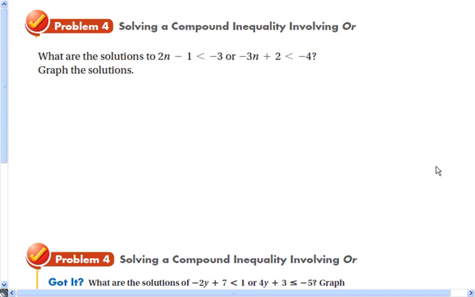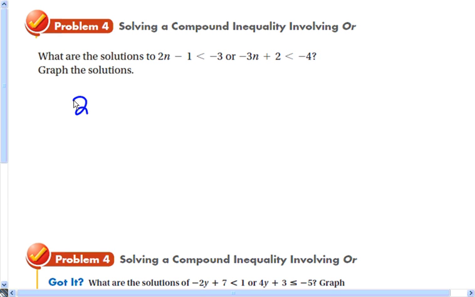All right, this is the rest of lesson 3.6. Problem 4, we're going to solve a compound inequality involving OR. So what are the solutions to 2n minus 1 is less than negative 3, or negative 3n plus 2 is less than negative 4? And we're going to graph that.